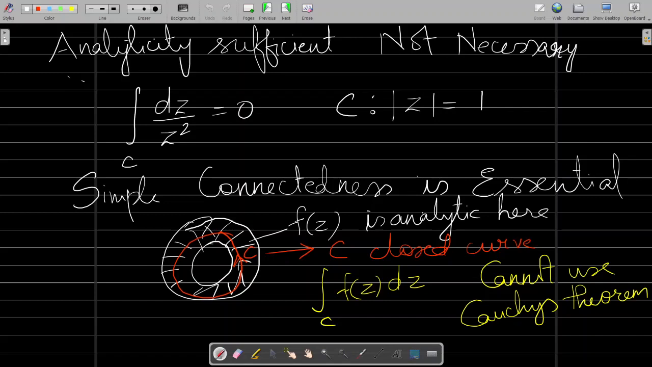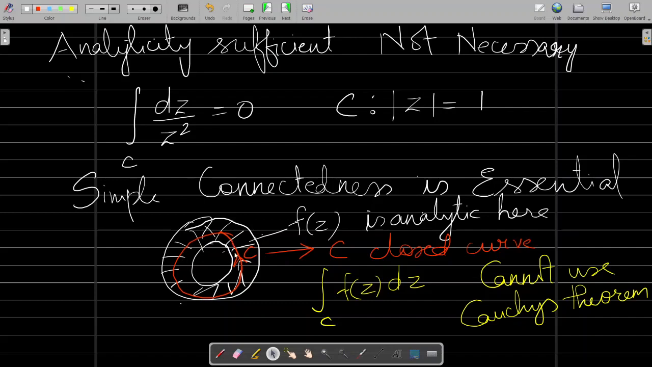And the second thing is that simple connectedness is essential for this result. For that, you just consider this ring shaped region, that is, the region between these two circles. Suppose I have a function which is analytic in this ring shaped region, or this annular region. Can I use Cauchy's integral theorem? No, I cannot use Cauchy's integral theorem, because this is not a simply connected domain. Because there is a hole in this region, I cannot conclude that.